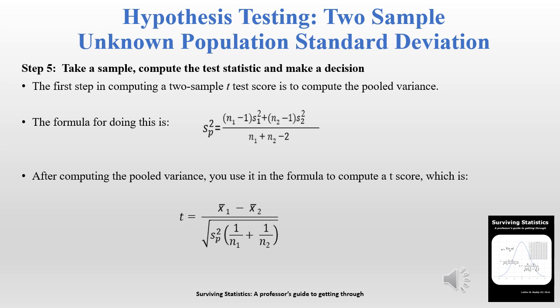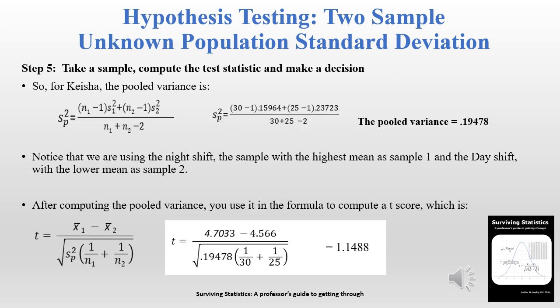Now after we have the pooled variance, we're then able to go ahead and compute the t-score. And so you see the formula on screen for computing a t-score on your own. You have the 2 sample means, x bar 1 minus x bar 2, and you divide that by the square root of the pooled variance that you computed earlier times 1 over the sample size of 1 plus 1 over the sample size of 2.